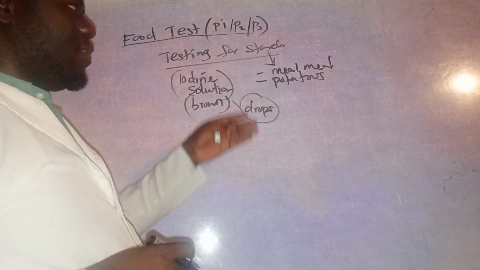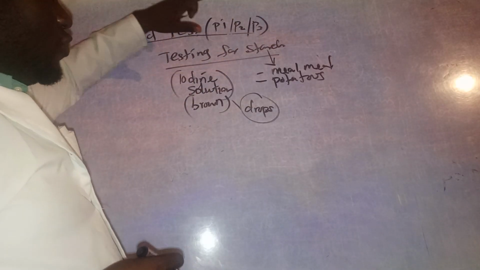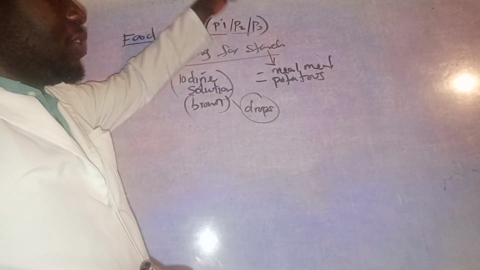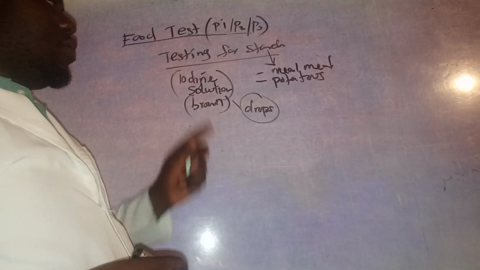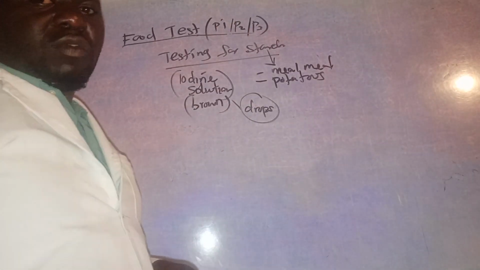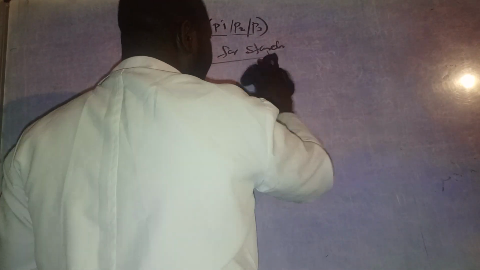Example of food that contains starch. These are carbohydrates. Any carbohydrates, for example, like in meal, shima, potatoes, etc. All those contain carbohydrates, and they will contain starch as well. So I'll go to the testing for starch now, the procedure.